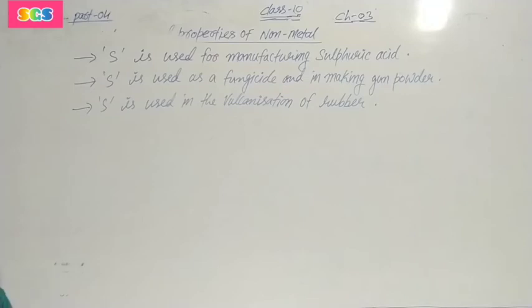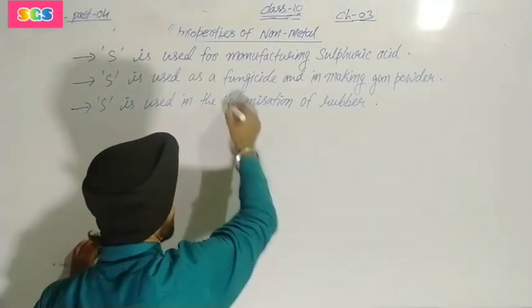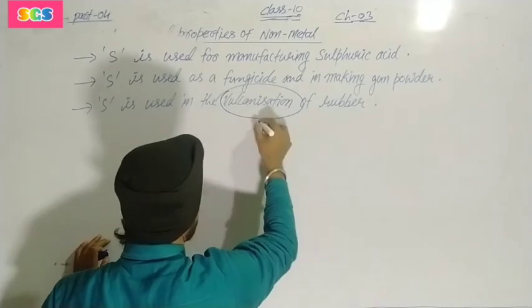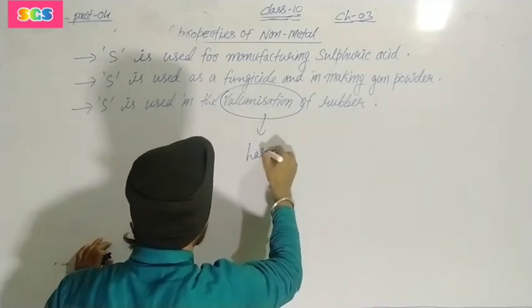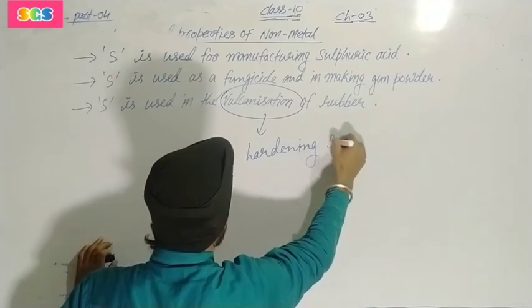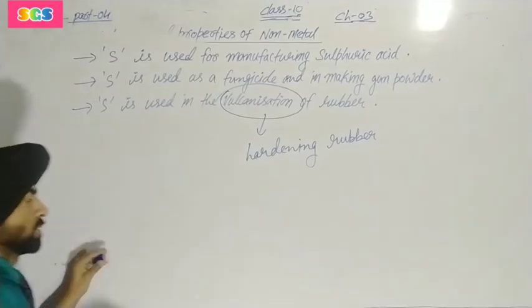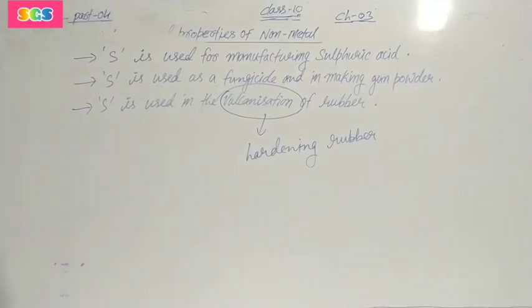Sulfur is also used in the vulcanization of rubber. Actually, vulcanization is not a tough word. The process of hardening rubber is called vulcanization. Okay, so till here we have completed the uses of nonmetals.